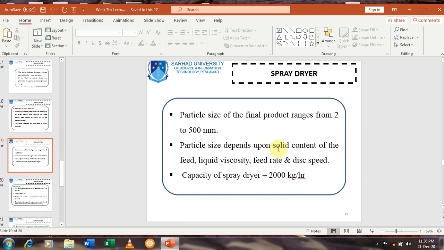The particle size of the final product ranges from 200 to 500 micrometers. The particle size depends upon the solid content of the feed, liquid viscosity, feed rate, and disk speed is also one of the factors. The capacity of the spray dryer is up to 2000 kg per hour.